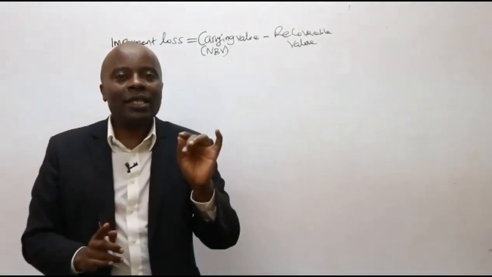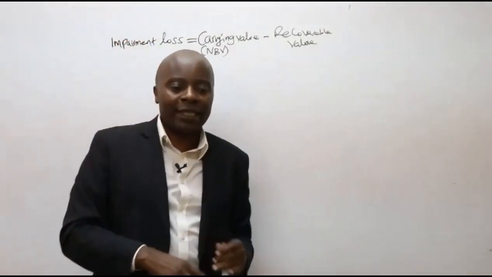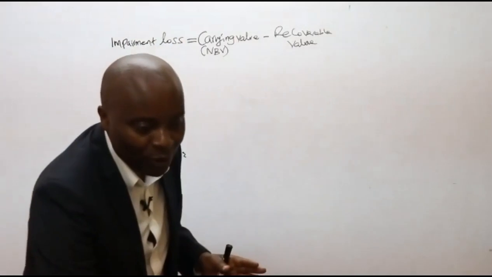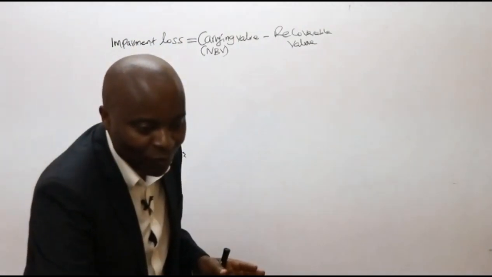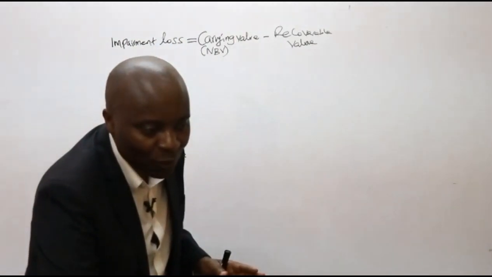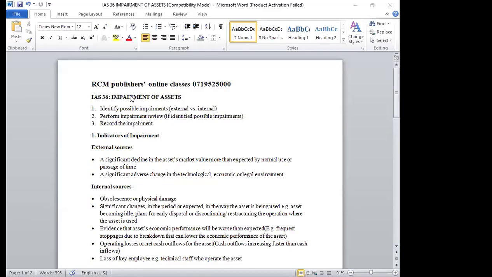A serious reduction in asset value. So those are the external indicators. Of course, as a student of CASNEB, you know that we can't really limit you to only 2. So if you're a serious student, you'll be able to come up with even more indicators, internal or external, or rather. Now, internal sources.